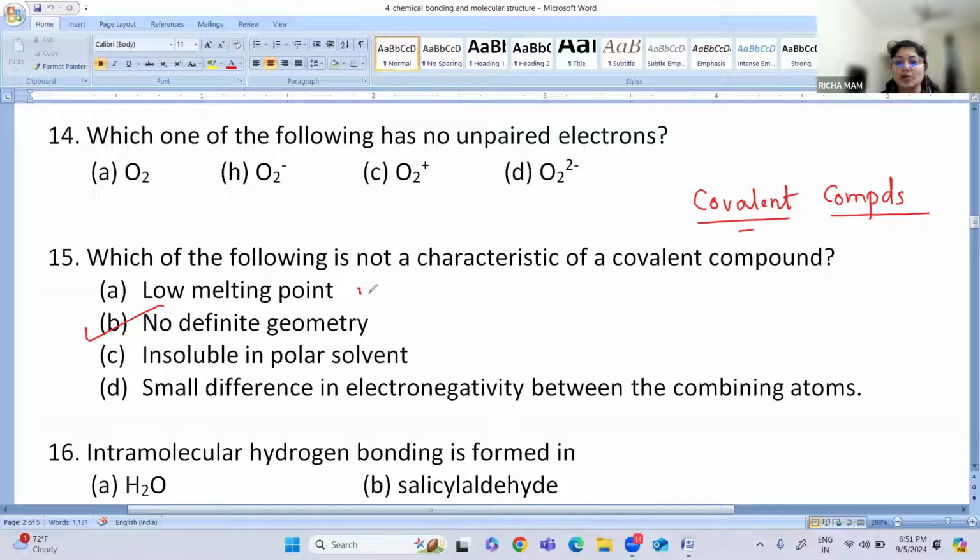Low melting point is one of the characteristics. Insoluble in polar solvent is a characteristic. Small difference in electronegativity between the combining atoms. So these are the characteristics of covalent compound. No definite geometry: you cannot say covalent compounds have no definite geometry. So no definite geometry is not a characteristic of a covalent compound. So option number B is the correct answer.